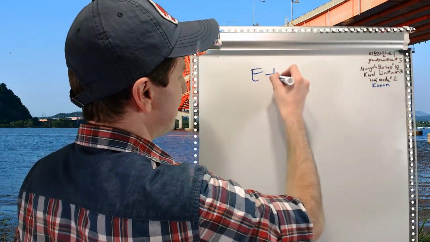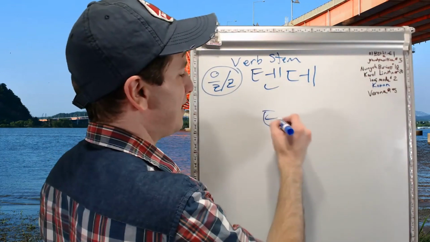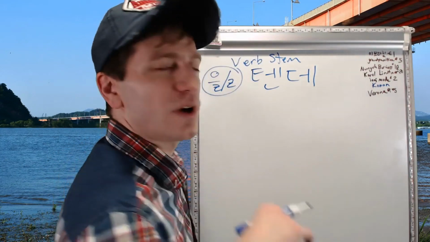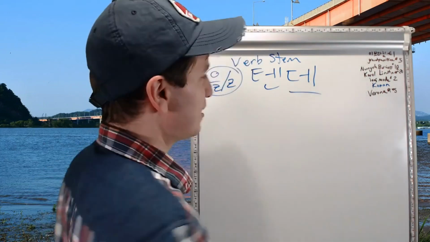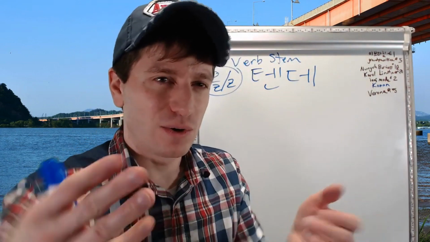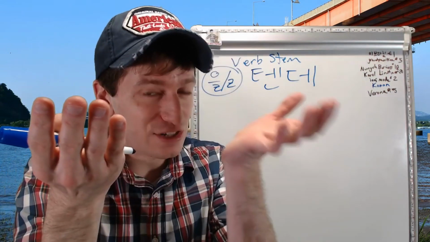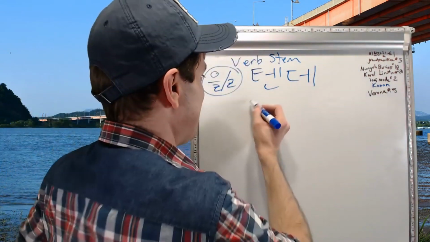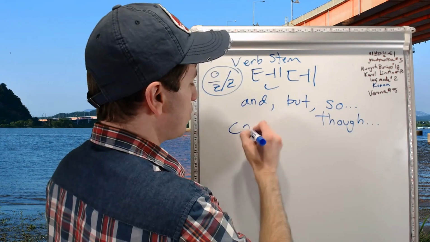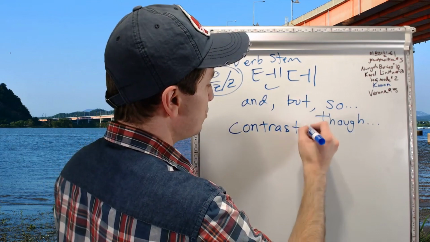Next, let's do 텐데. You can just think of it as a combination of 태 and 대 if you want. It's also future tense, so just like 니까, it's used for an assumption about the future. So instead of saying because, now you've got this contrast. So blah, blah, blah, 텐데, and then here's the other part of the sentence. So this can mean and, this can mean but, this can mean so, though it shows contrast between two sentences.